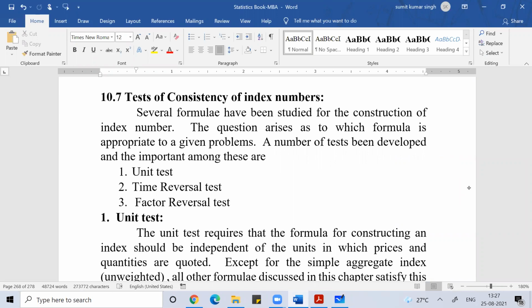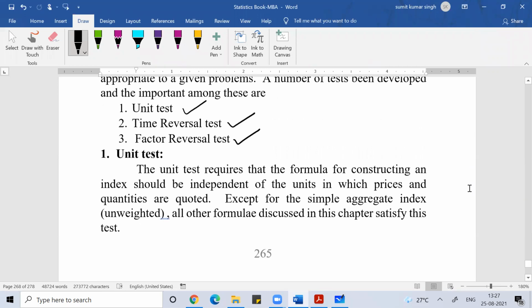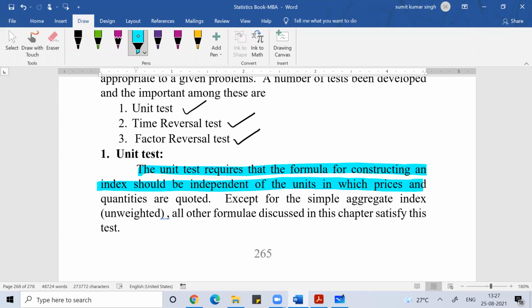Several formulas have been studied for the construction of index numbers. The question arises as to which formula is appropriate to the given problem. A number of tests have been developed, and the important ones among these are unit test, time reversal test, and factor reversal test. The unit test requires that the formula for constructing index numbers should be independent of the units in which the prices and quantities are quoted.